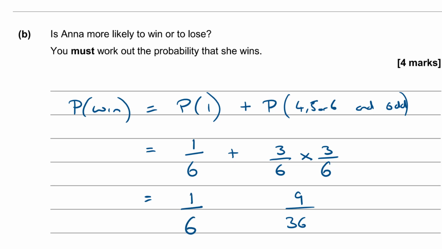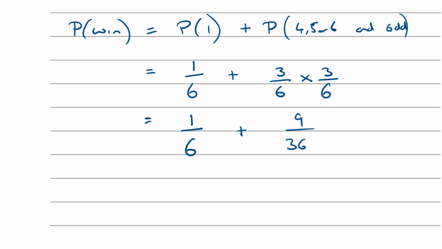Now I need to add 1 over 6 and 9 over 36. I need to find a common denominator. Well, I can simplify 9 over 36: if I divide top and bottom by 3, I'm going to get 3 over 12. And if I double up 1 over 6, I'm going to get 2 over 12. So adding those two together, I'm going to get 5 over 12.